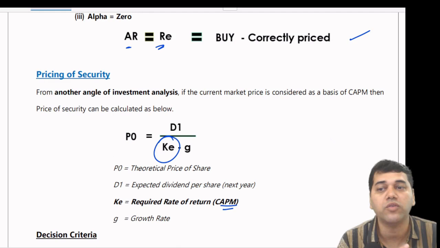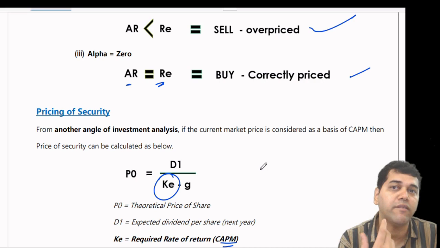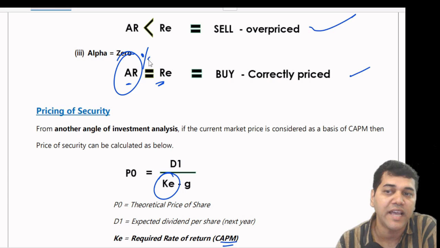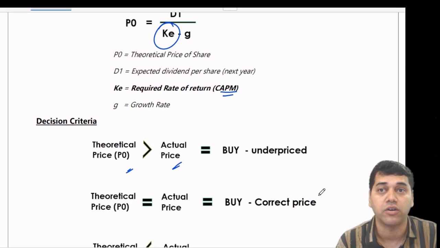If they are not giving you the price, if they are not giving the dividend, you can never calculate the price. Then compare the actual return percentage with the expected return percentage. But if they give you the market price and ask whether it should be bought or not, then you have to calculate the theoretical price using the dividend.